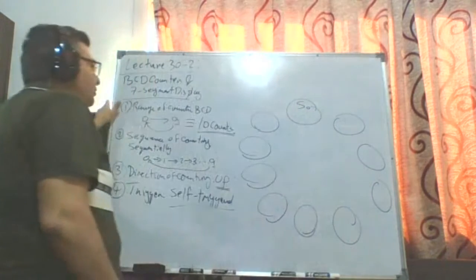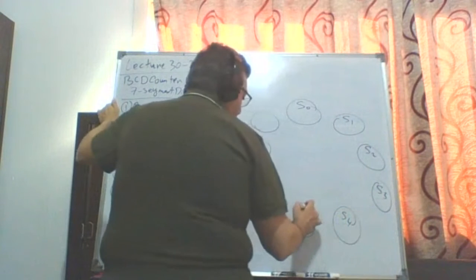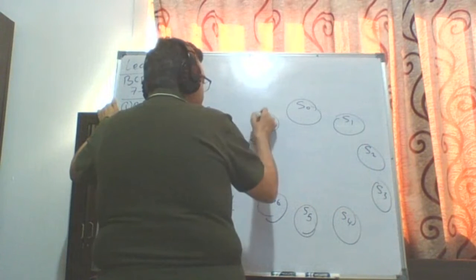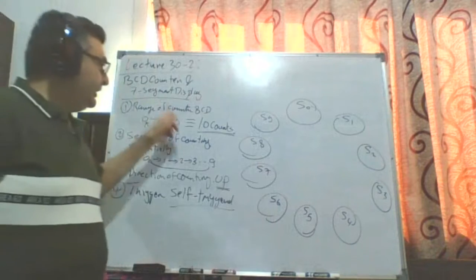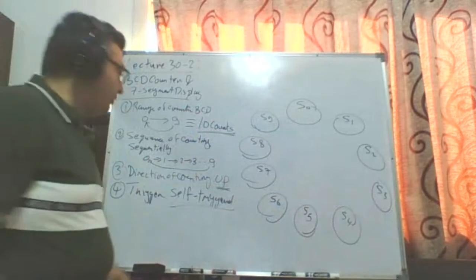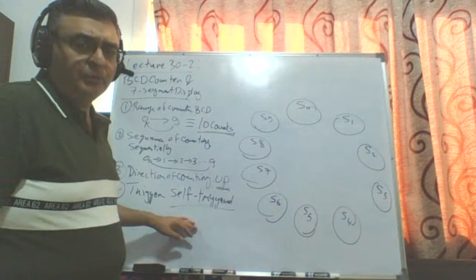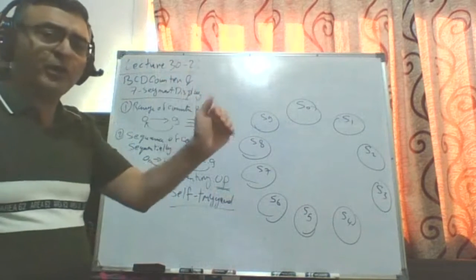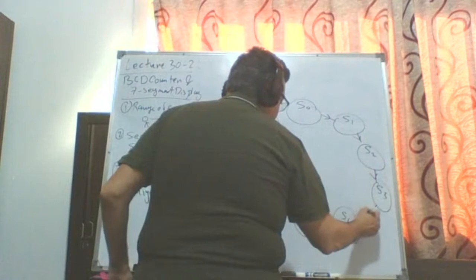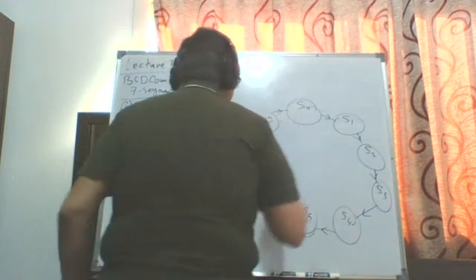So I have a state for count 0, call this S0, S1, S2, S3, S4, S5, S6, S7, S8, and finally S9. 10 counts means 10 states. Now, the sequence of counting: I go sequentially up. Do I have any external input? No external input, so I have only one arrow from one count to the next. From S0 I go to S1, from S1 to S2, to S3, S4, S5, S6, S7, S8, S9, and then from S9 back to S0.